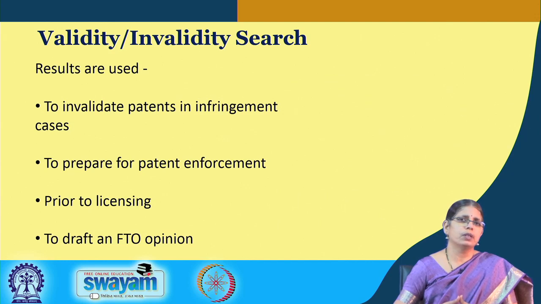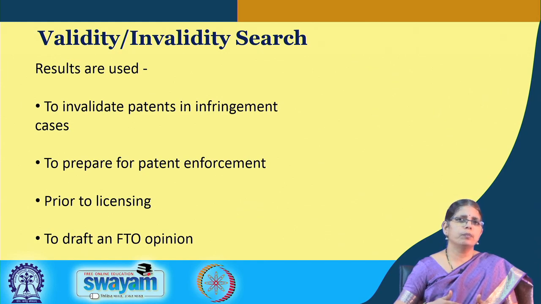For a patent owner, it is important to prepare for patent enforcement. So, as a patentee, one needs to keep in mind the aspect of strengthening the value of a particular patent. So, for patent enforcement purposes, again the patent validity search is important. Prior to licensing out of inventions, both the patent owner conducts the validity search and the potential licensee conducts the invalidity search. So, prior to licensing, it is again an important option.